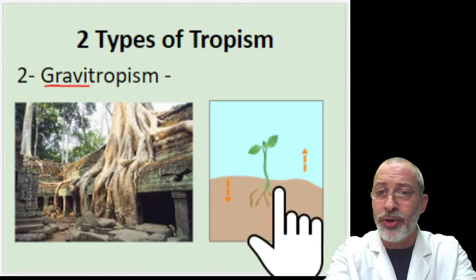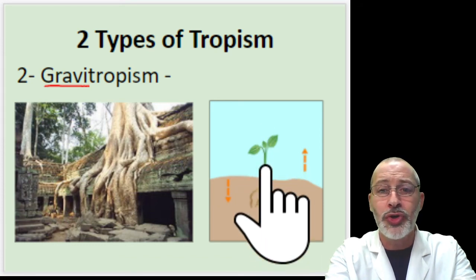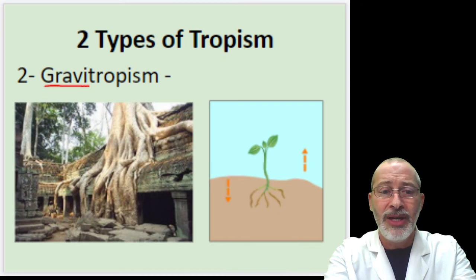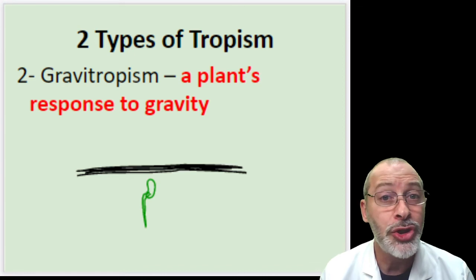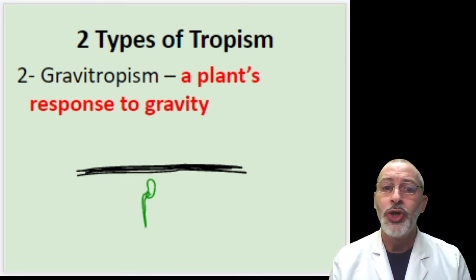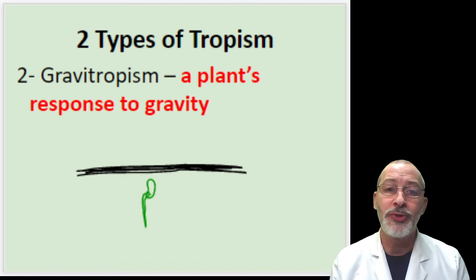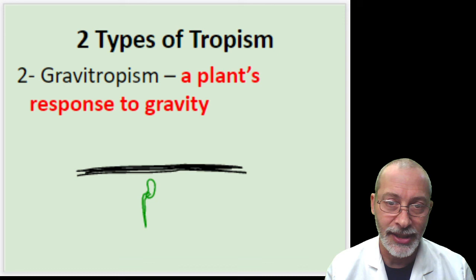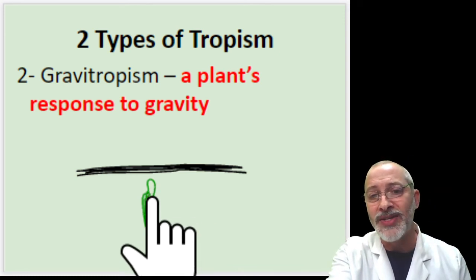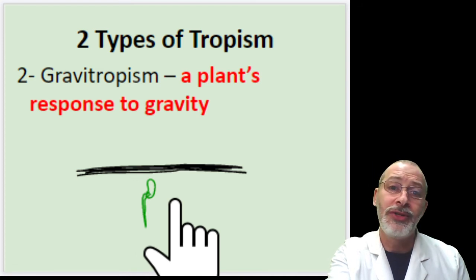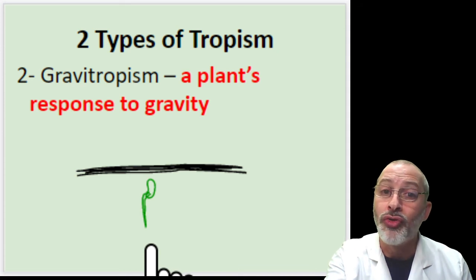And again, notice here's a diagram of a plant. The top part is experiencing phototropism. The bottom of it is experiencing gravitropism. Again, gravitropism, a plant's response to gravity. And again, no matter which way you might orient the seed, no matter how it's put into the soil, the roots will always respond to gravity.